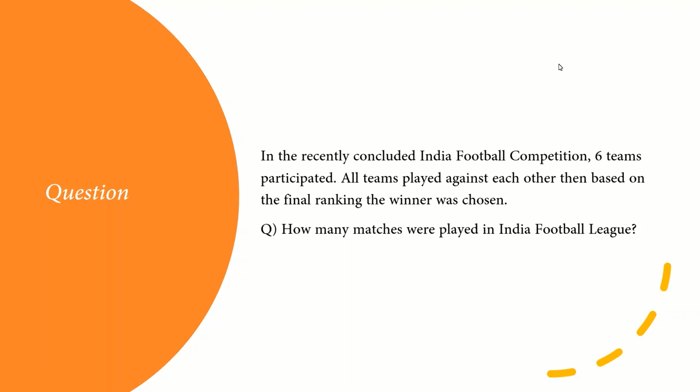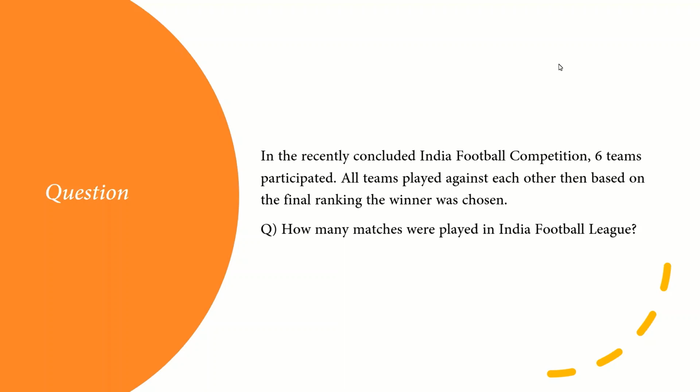That means we are saying all teams played against each other. It was kind of a round robin tournament like we see in IPL, wherein all the teams in IPL play against each other. And then we have the subsequent rounds if they are there. In this case, all the teams are playing against each other once, and based on the performance, the final winner is chosen. The question here is how many matches were played in India Football League?